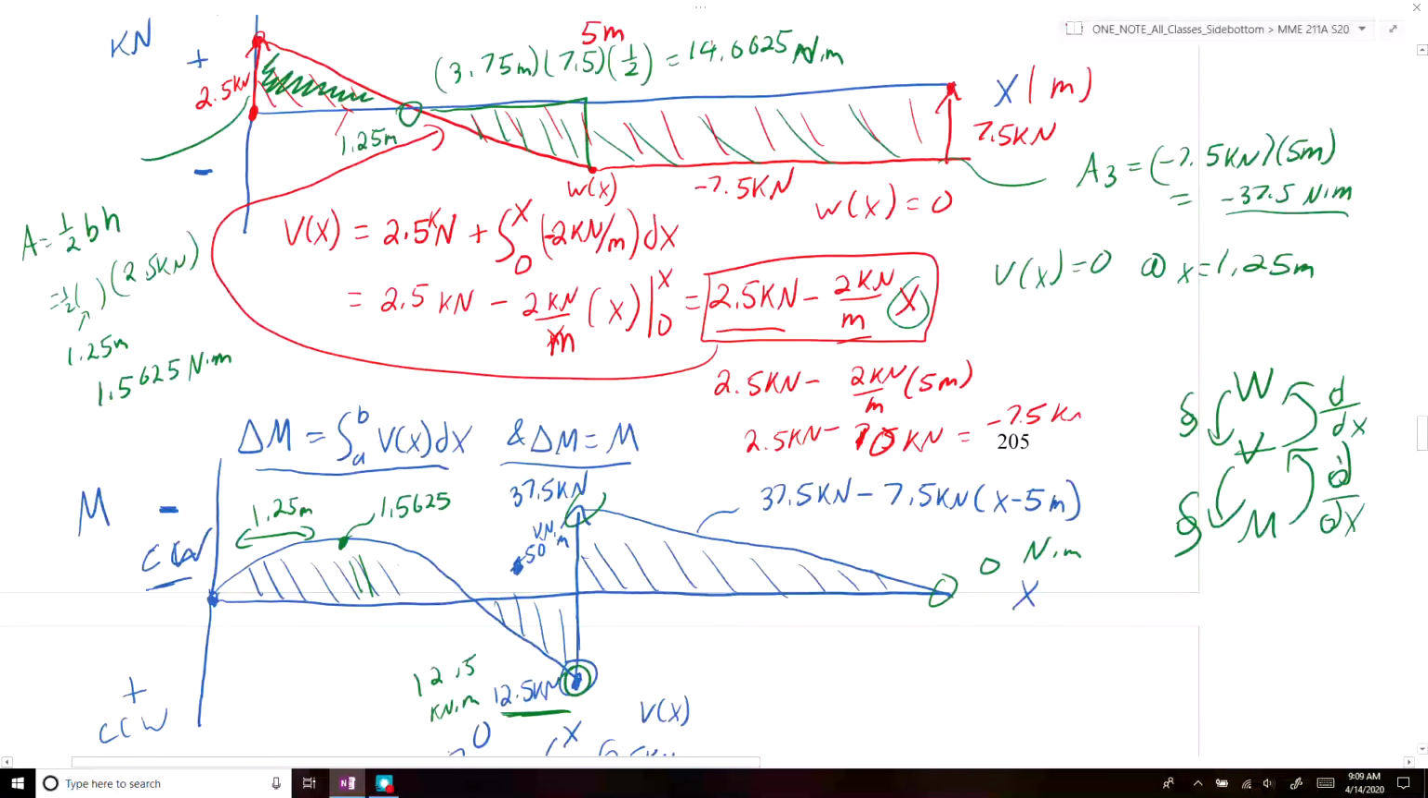All right. So that concludes this problem on shear moment diagrams.